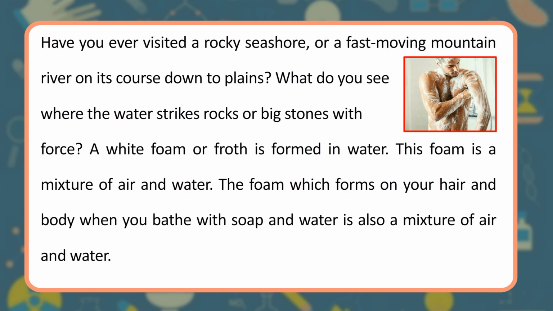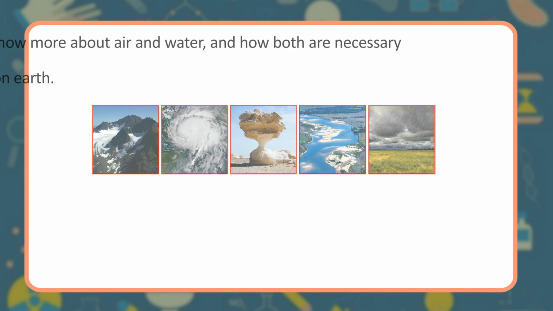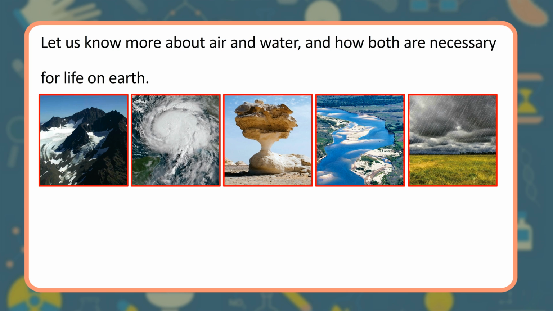Have you ever visited a rocky seashore, or a fast-moving mountain river on its course down to plains? What do you see where the water strikes rocks or big stones with force? A white foam or froth is formed in water. This foam is a mixture of air and water. The foam which forms on your hair and body when you bathe with soap and water is also a mixture of air and water.